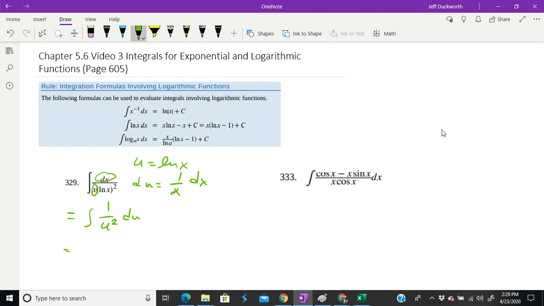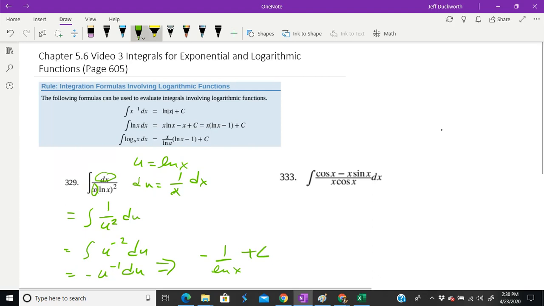So we have u to the negative 2, which equals, we add 1 to both, so negative 2 plus 1 is negative 1, so it's just going to be negative u to the negative 1. When we put it back in and put it on the bottom, we have negative 1 over ln of x. And again, if you take the derivative of that using quotient rule or whatever you want, you're going to get your original. All right.